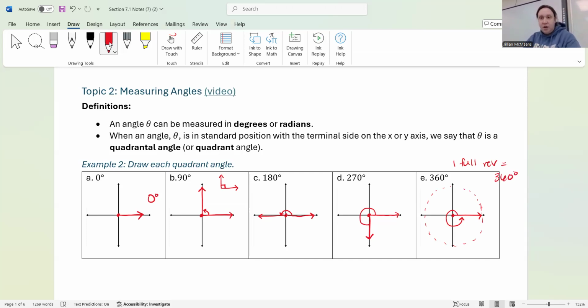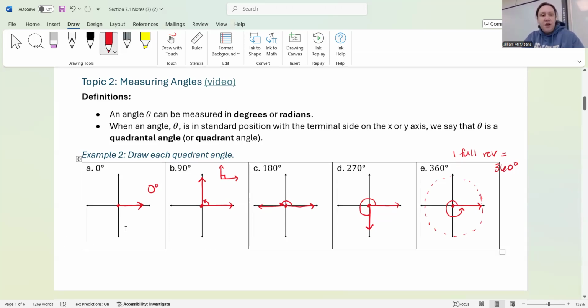So you have 0 revolution, that's 0 degrees. You have a quarter of a revolution, that's 90 degrees. A half a revolution, 180 degrees. 3/4 of a revolution is 270 degrees. And one full revolution is 360 degrees. So those are your quadrant angles. They are very important. We're going to talk about them in a future section. We're going to start forming something called a unit circle, and these quadrant angles become part of that.